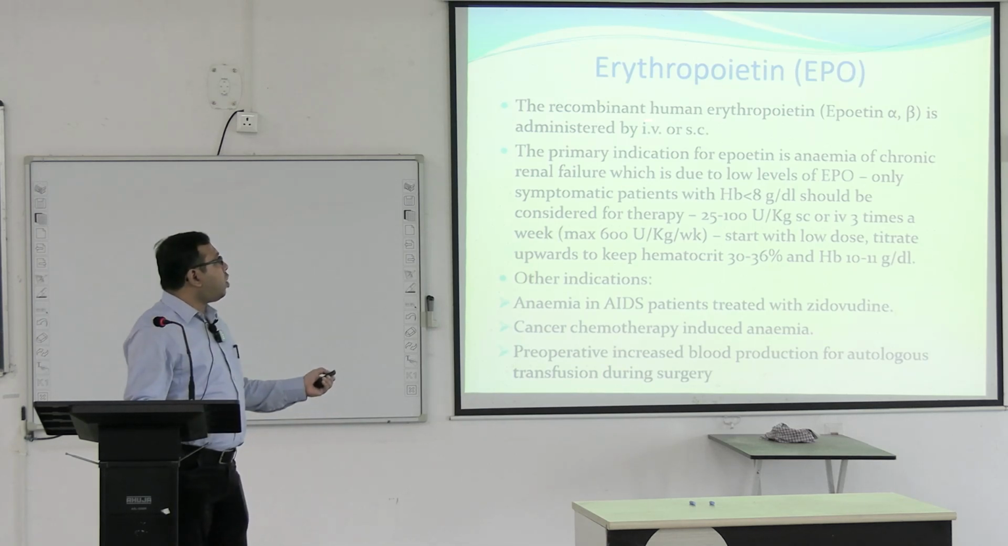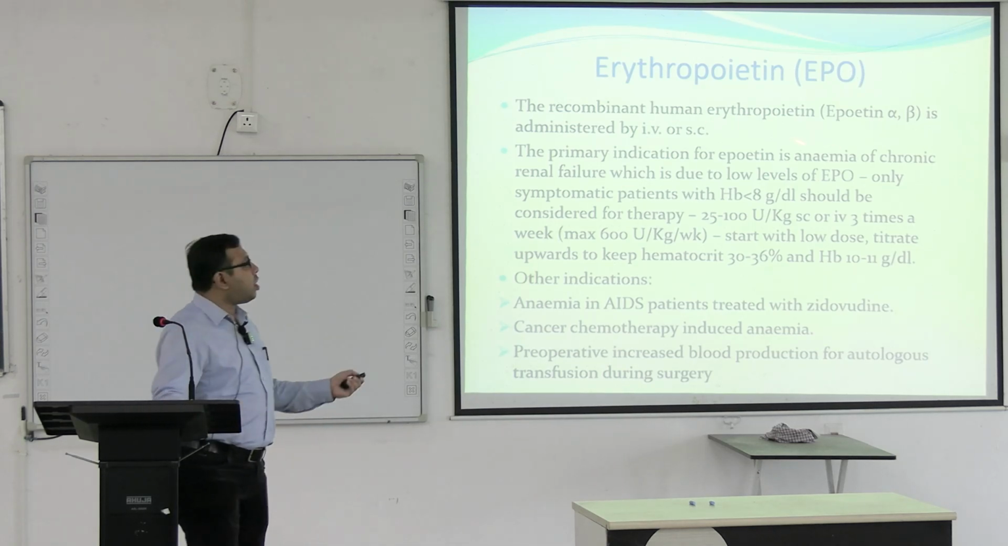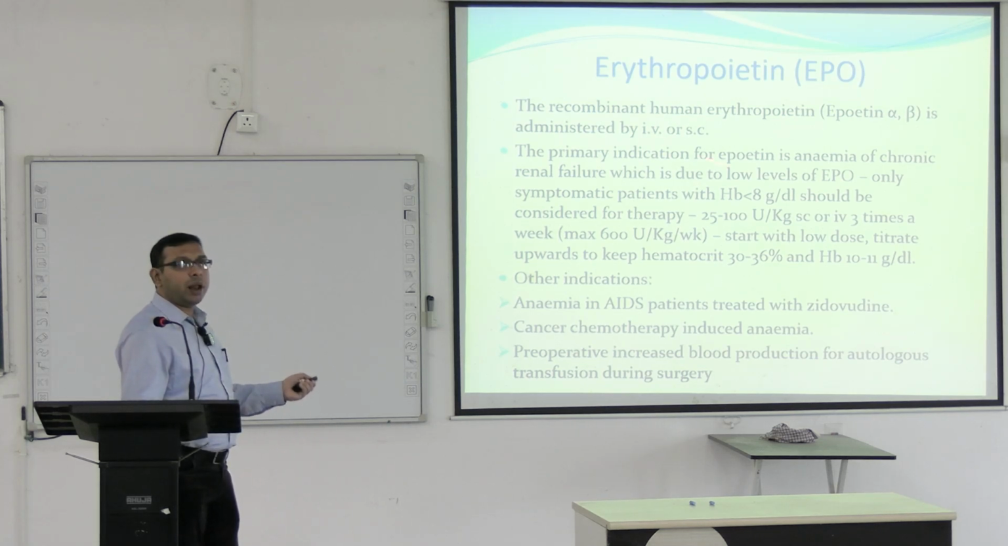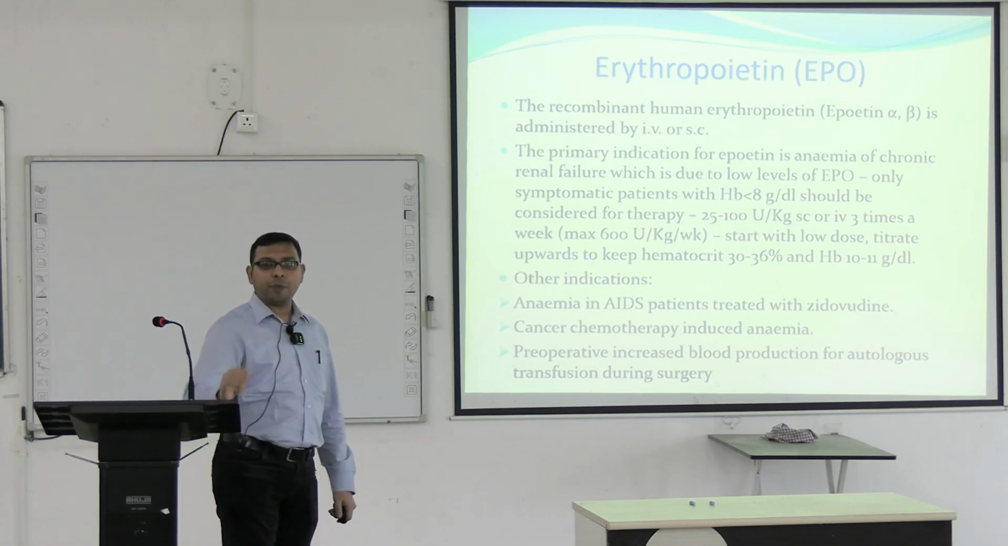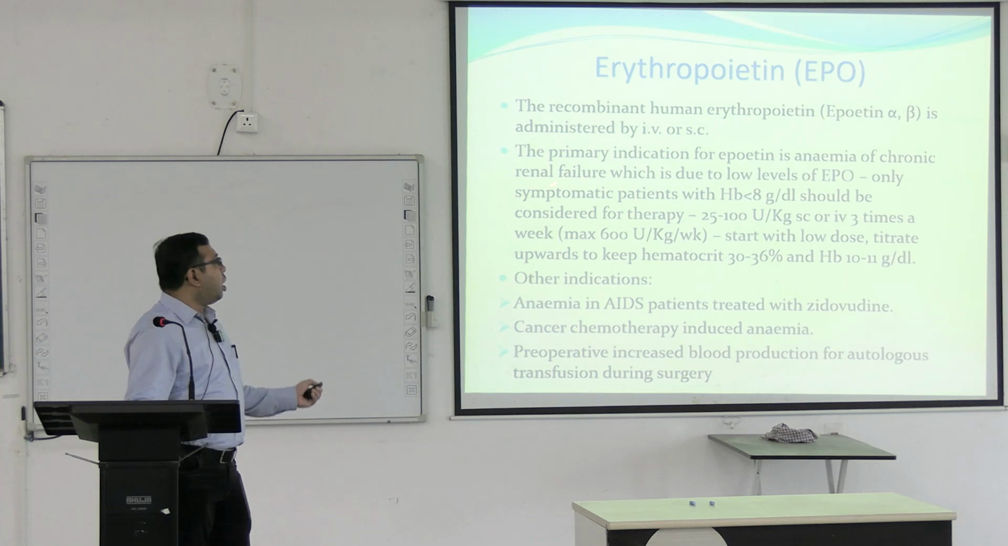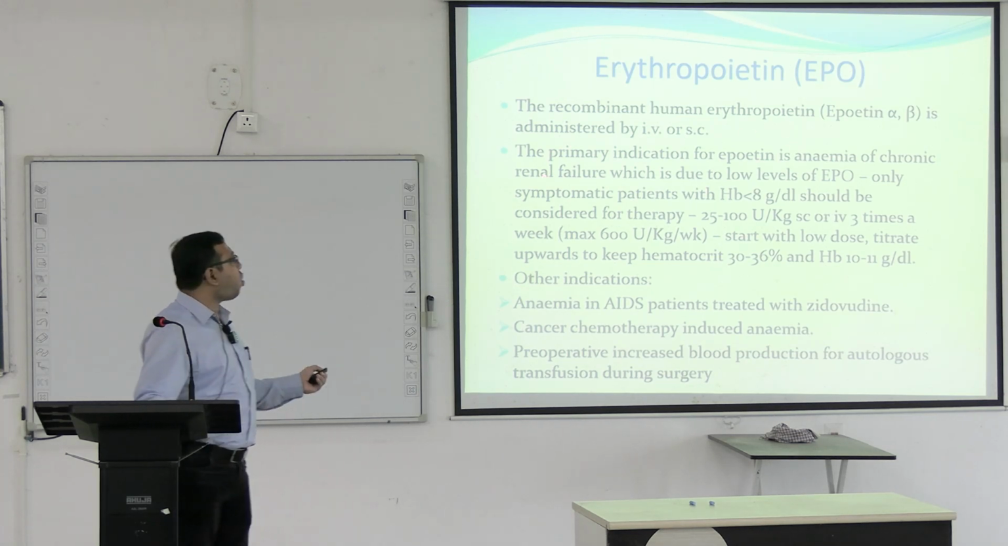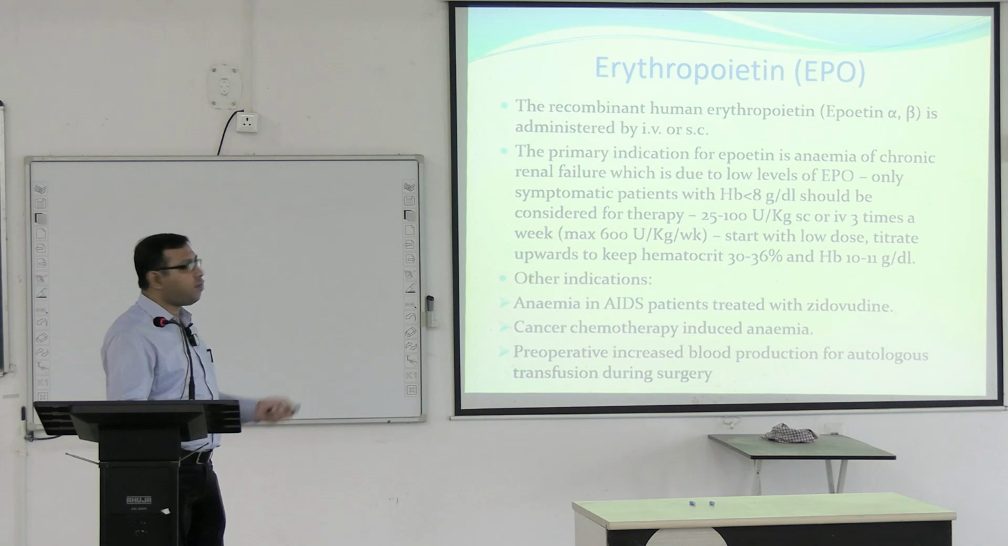There are two recombinant human erythropoietins known as epoetin alpha and beta. These can be given by intravenous or subcutaneous route. Usually the subcutaneous route is used. The primary indication of erythropoietin is anemia of chronic kidney disease or chronic renal failure.